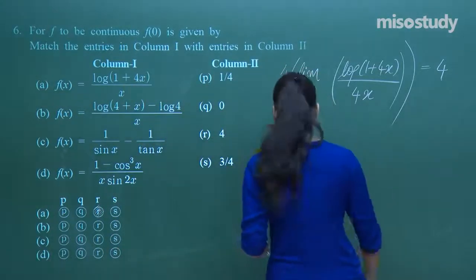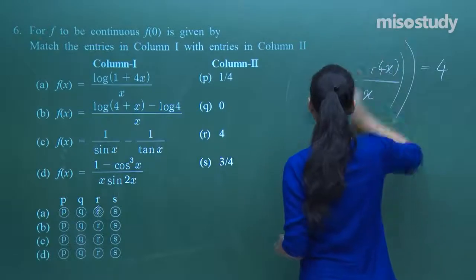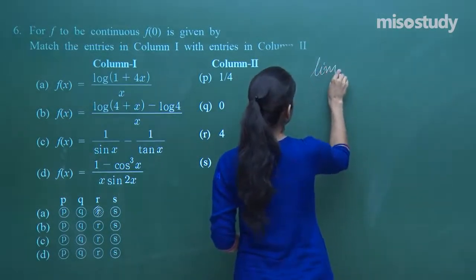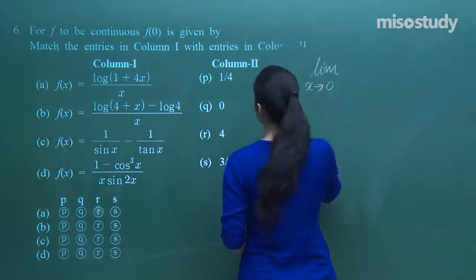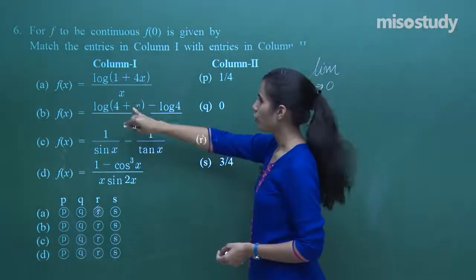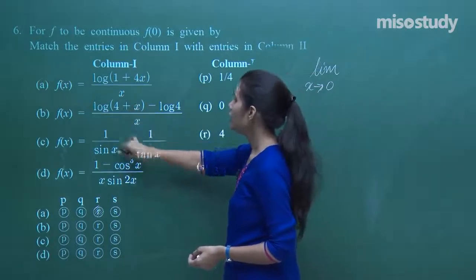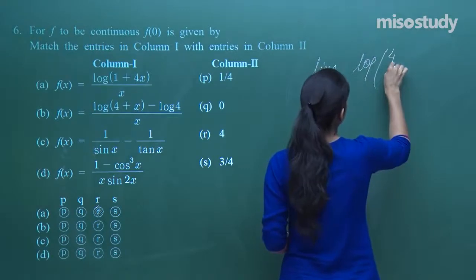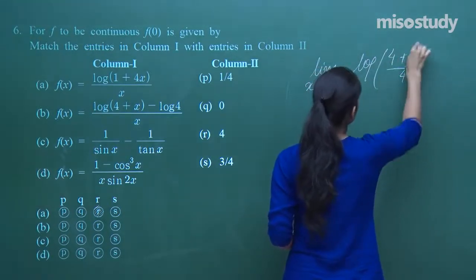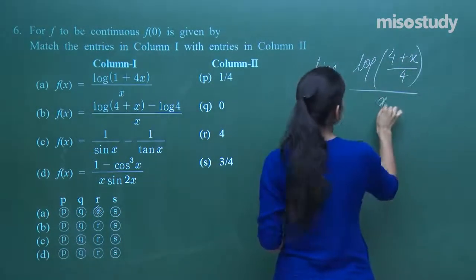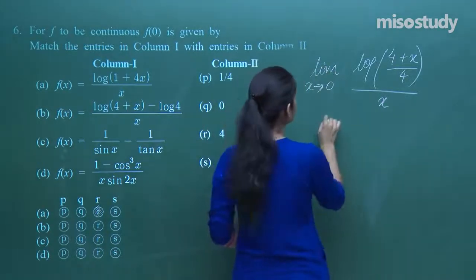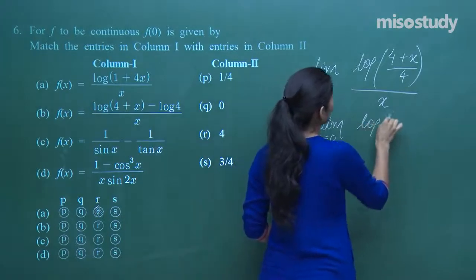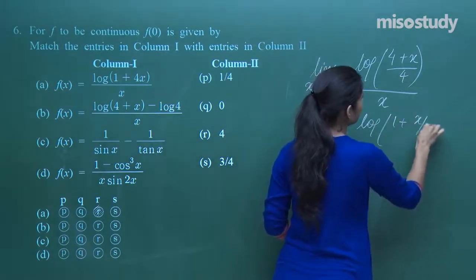Then next you have log of, let's see, limit x tends to 0, log of 4 plus x minus log 4. Log m minus log n is log of m by n. 4 plus x by 4, whole upon x. This eventually gives you limit x tends to 0, log of 1 plus x by 4.